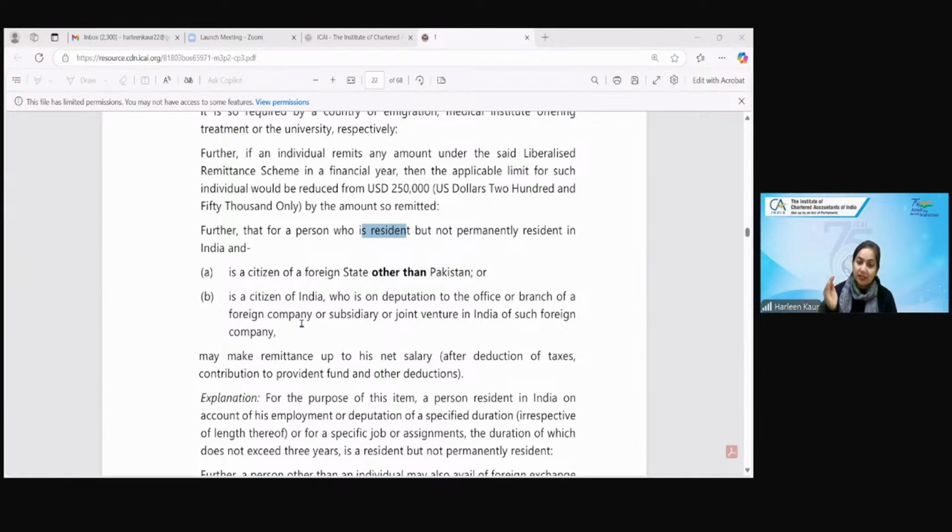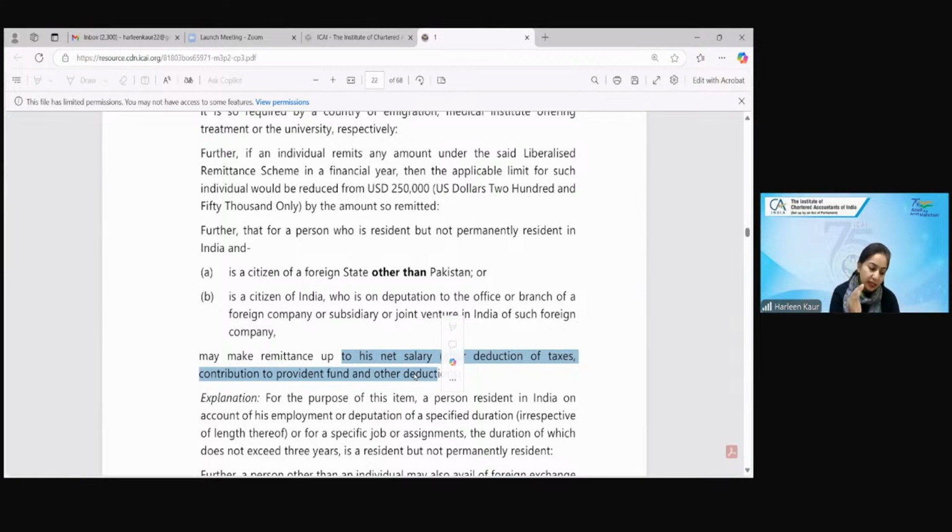Either a person who is a resident but not permanently resident in India, and he's a citizen of a foreign state, or a person who is an Indian citizen, he has gone outside to the office or a branch in India of such a foreign company. Either a foreigner is coming and working over here, or an Indian is going and working on deputation in a foreign company. Then they can make the remittance of their net salary after deducting the taxes and contribution to the provident fund and other deductions. They can send this money home for certain kinds of period expenditures.